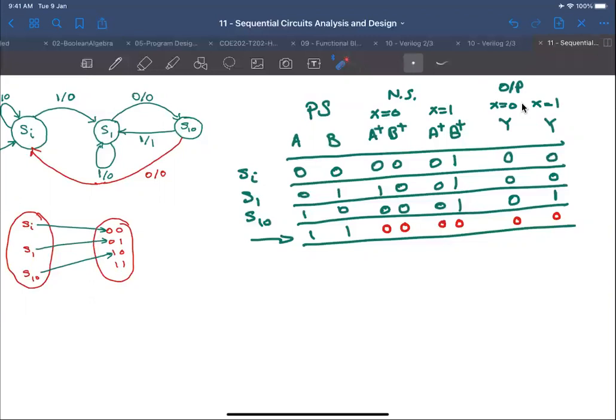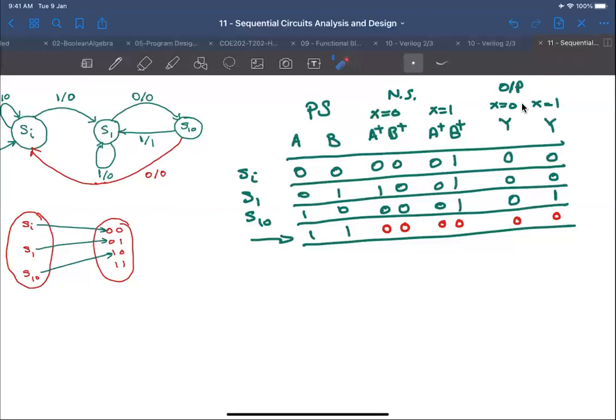Now we got the state table last time. Now it's time to derive the functions for A plus and B plus and Y. This is nothing but a truth table in disguise, right, guys? And we can take advantage of the K-map. Now I have three variables: the present state, which is 2-bit, and the input, which is 1-bit. So I have 3 bits as my input.